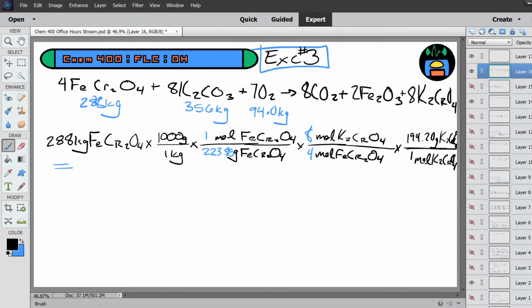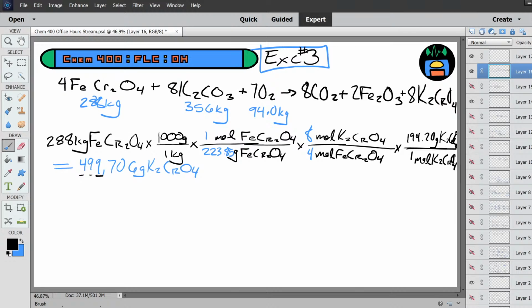I doubt this will be the limiting reactant, but we'll see. This comes out to be 499,706 grams of potassium chromate. We can only keep 3 sig figs. I'm not going to round my sig figs right now because this is not the end of our calculation. But I am going to put those marks there.